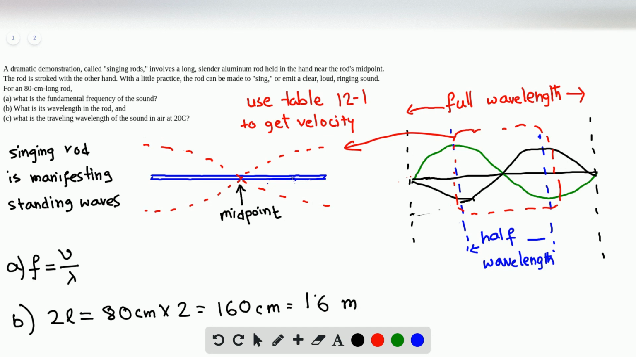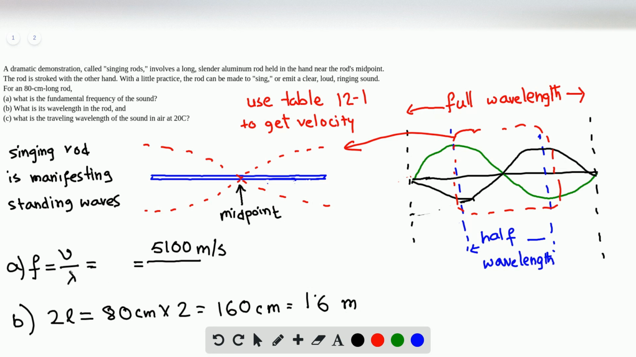Now the question is, what's the fundamental frequency? As we know, frequency is velocity over lambda, where lambda is the wavelength. For velocity, if we use table 12.1, it tells us the velocity of sound in aluminum is 5,100 meters per second.